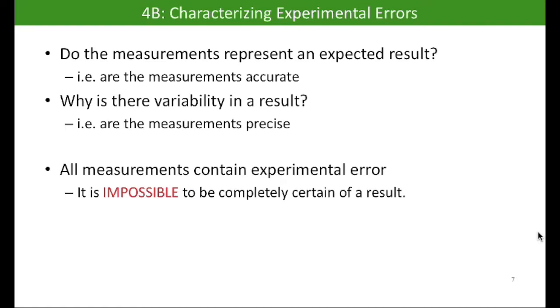So are the measurements accurate? That's going to be something that's important. And the question you want to ask, maybe, is why is there variability in a result? Are the measurements precise? Remember, if a measurement is precise, there's going to be very little variation in a measurement. If a measurement or a set of measurements has lots of variability, or a large range or a large standard deviation, that means that the precision is not very good.